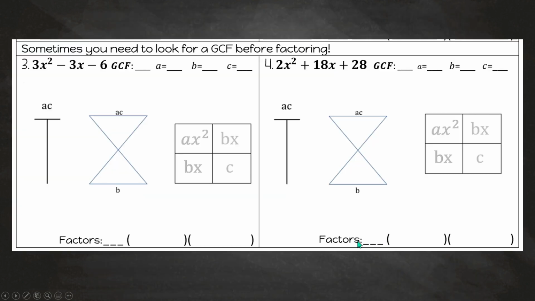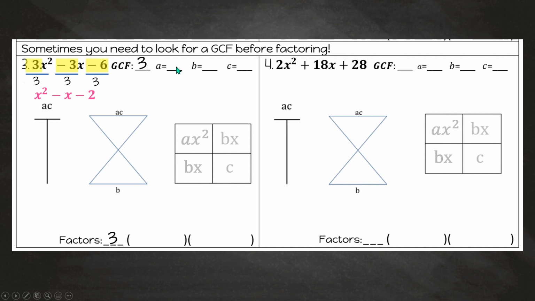All right. Sometimes you'll need to look for a GCF or greatest common factor before you start factoring. So remember, that's what we learned in our previous lesson, to look for a GCF. Now, the good news is once you have a GCF, it's easier to factor. So if I have 3x squared minus 3x minus 6, my GCF is 3. So I'm going to factor that out. So I'm going to divide all those terms by 3, and I end up getting x squared minus x minus 2.